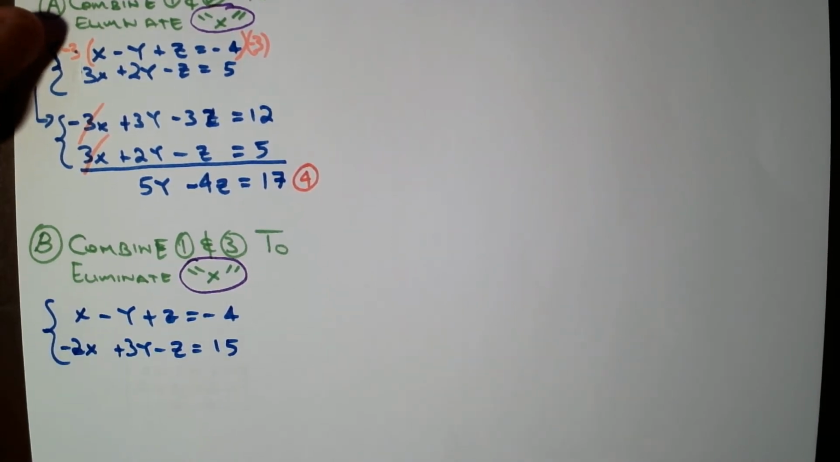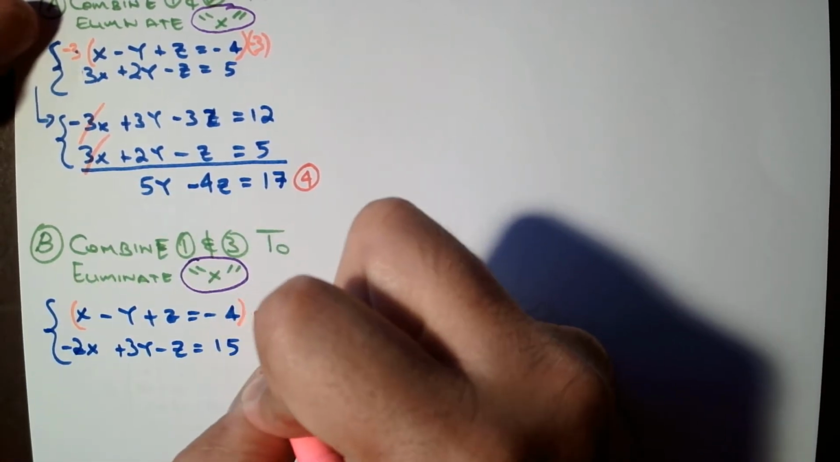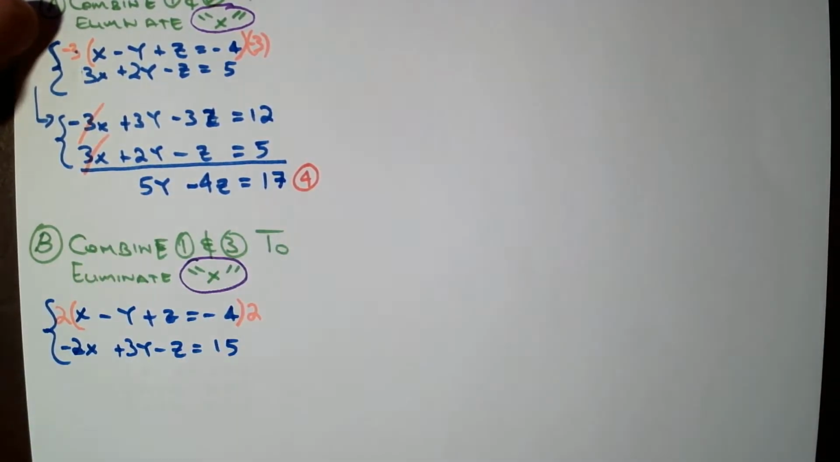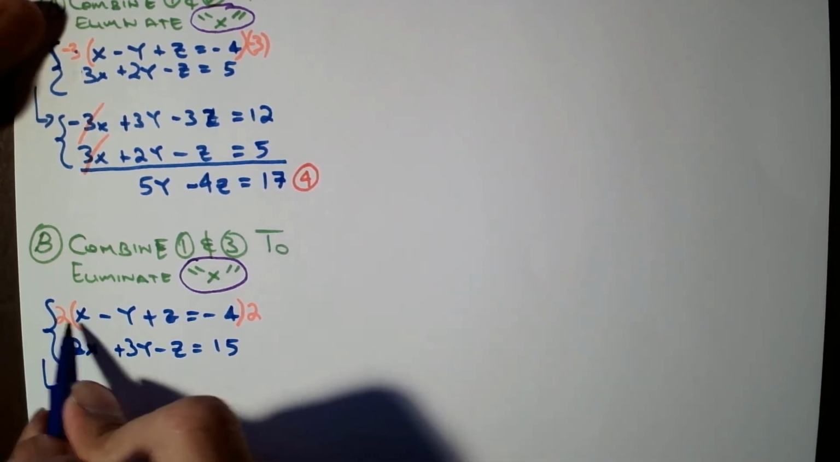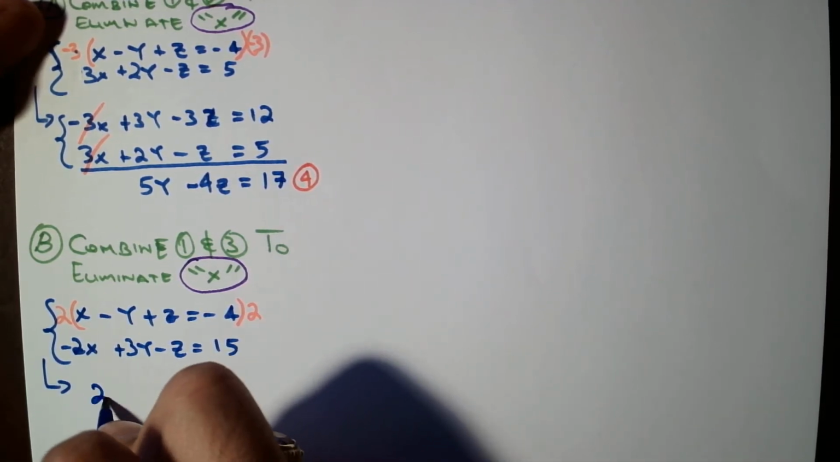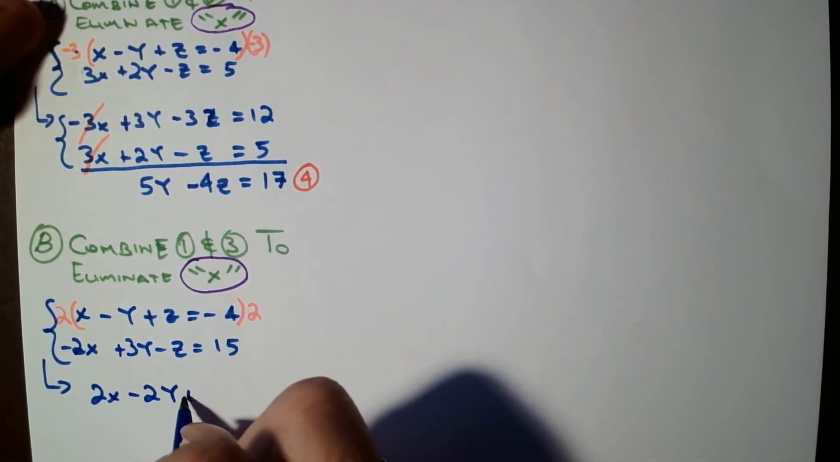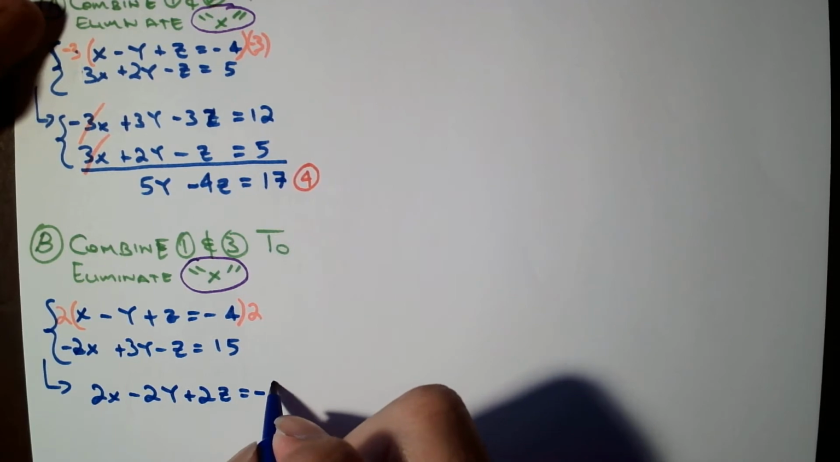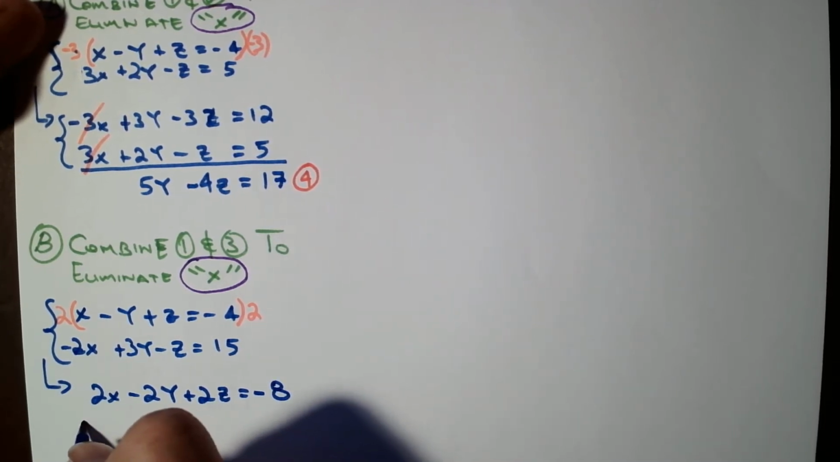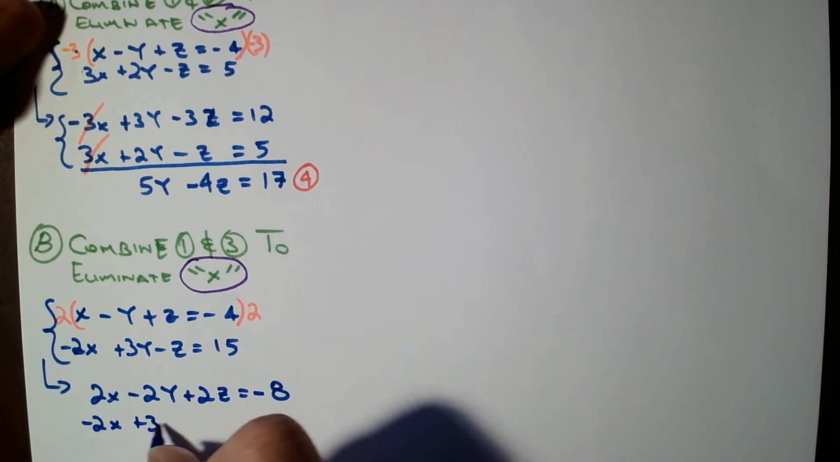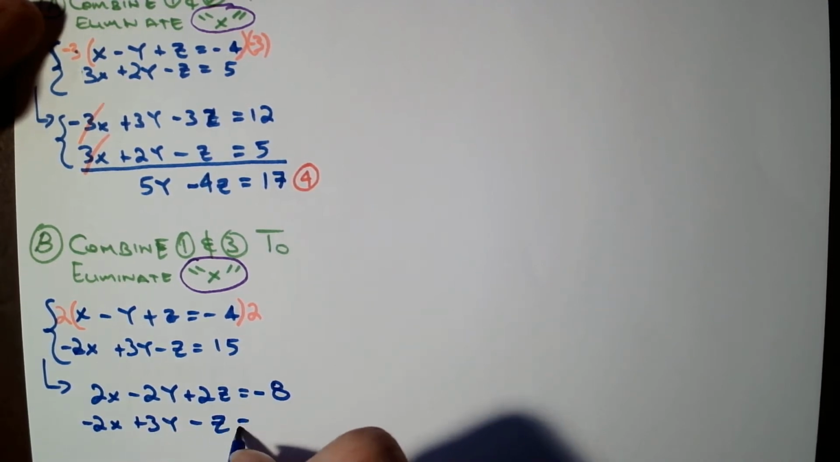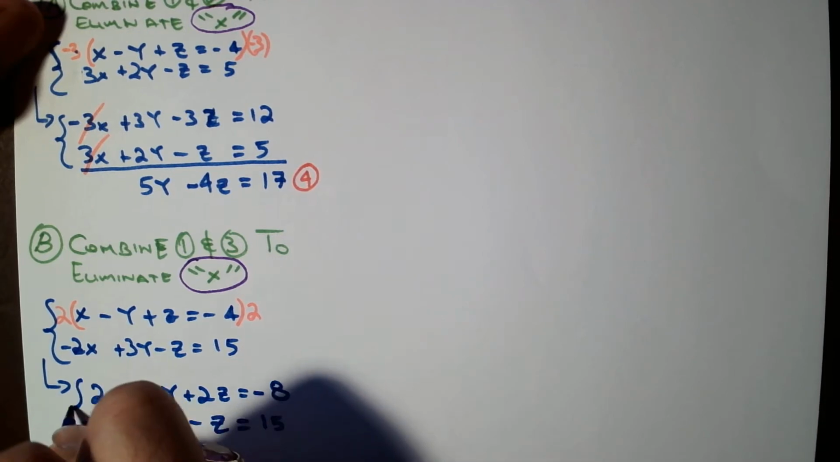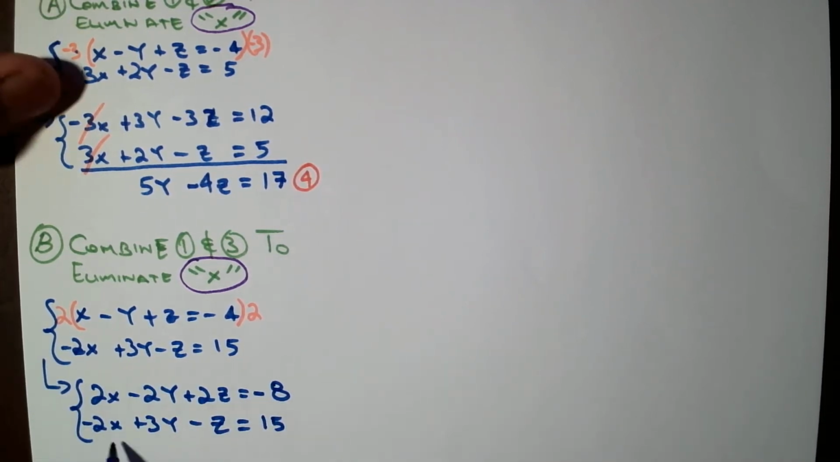Okay, and then from here, we want to eliminate the x's. So in order to get that, I'm going to multiply both sides of the first equation by 2. So I'm going to rewrite this system. That's going to give us 2x minus 2y plus 2z equals negative 8. The second equation just remains the same: negative 2x plus 3y minus z equals 15. Let's put curly braces to denote that these are together.